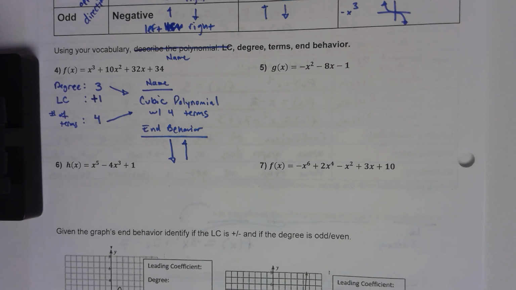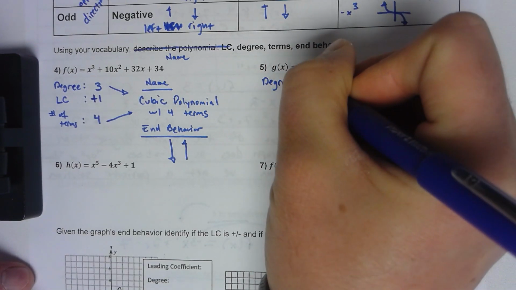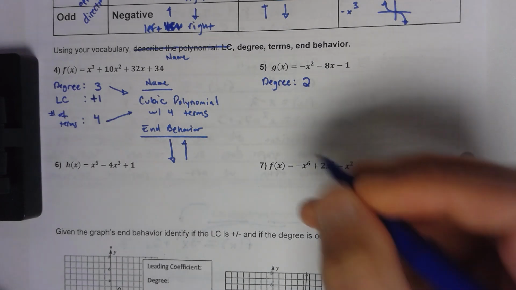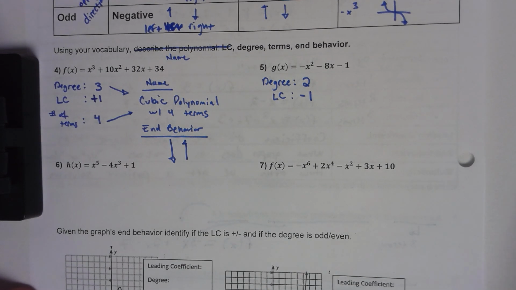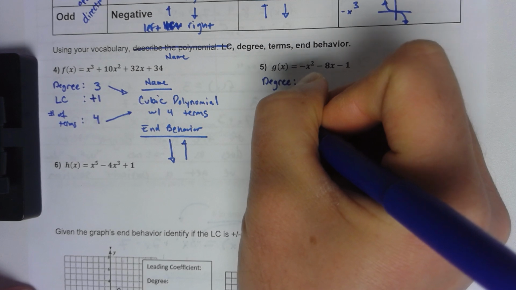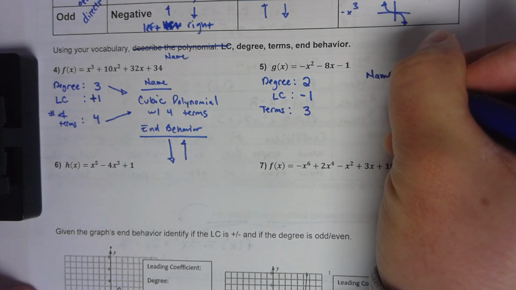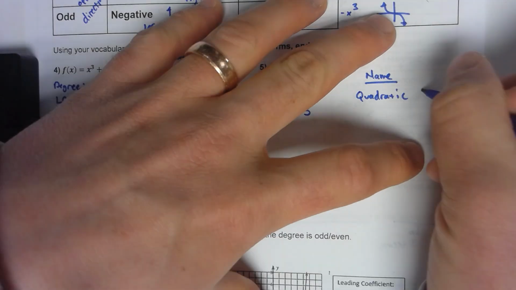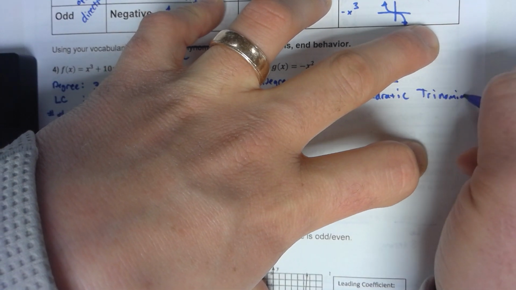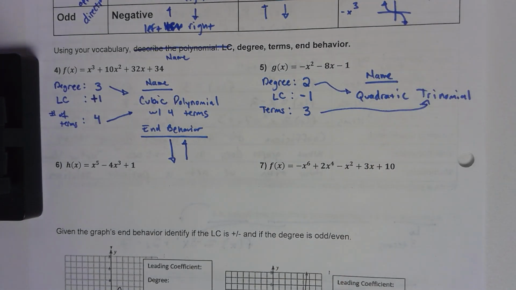Okay, let's do one more together, and then I'll have you all do the next two. So number 5 here, the degree, and we know this well, this should be familiar. This is a quadratic, so degree of 2. We have a leading coefficient that this time it's negative 1. Number of terms: 1, 2, 3 terms. So we can name this as a quadratic trinomial. Okay, so the degree of 2 is how I got the quadratic. The terms of 3 is why it's a trinomial.